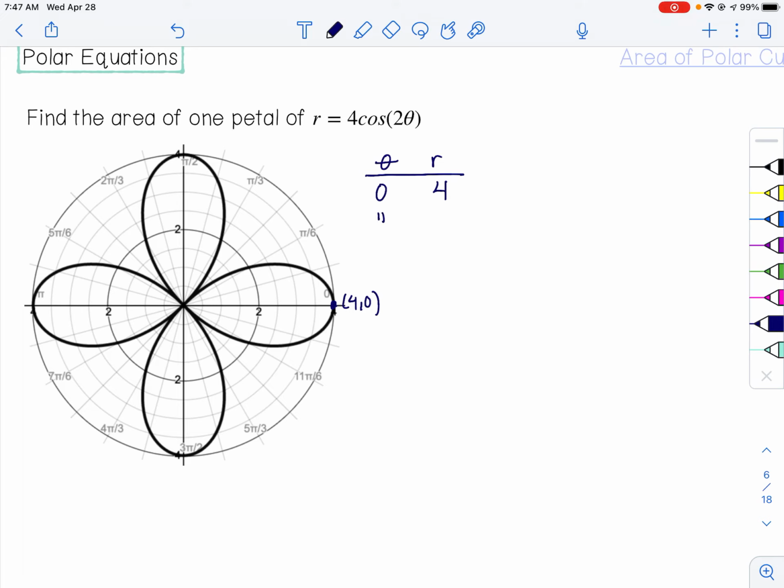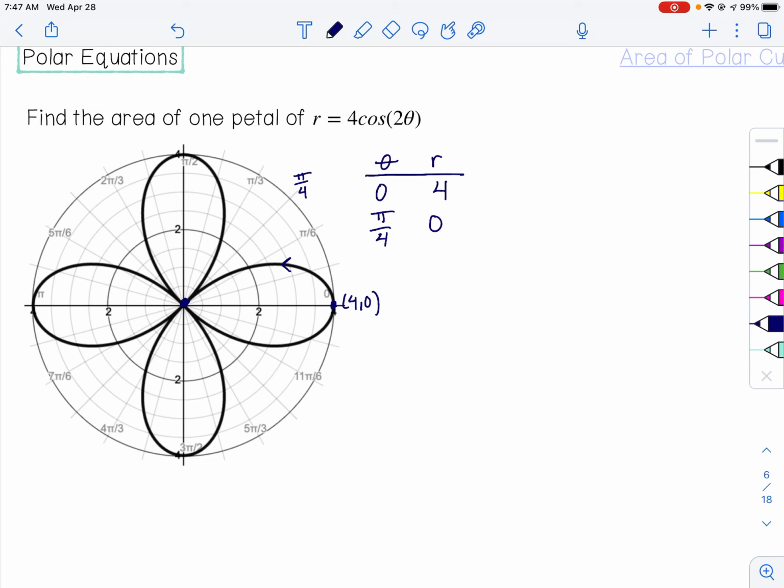Okay, another easy one to plug in would be pi over 4, right, because 2 times pi over 4 gives me pi over 2. Cosine of pi over 2 is 0. So this is my pi over 4 line here, so that brings me in right here. So my curve is moving in that direction. So I have half of a petal there.